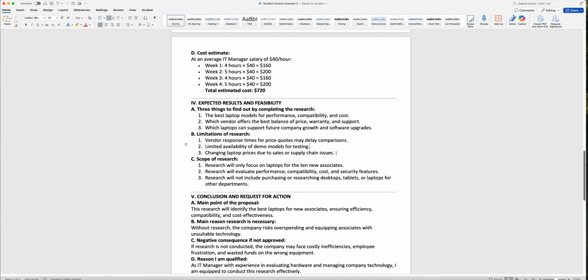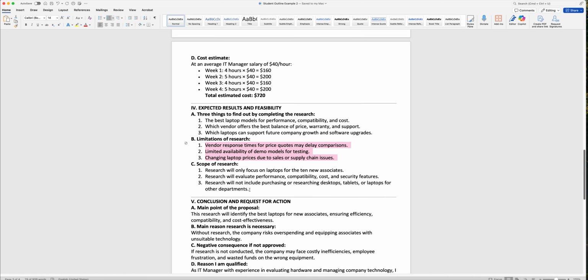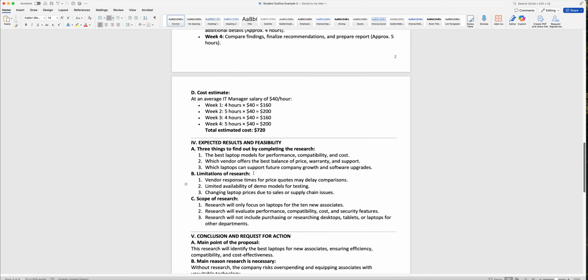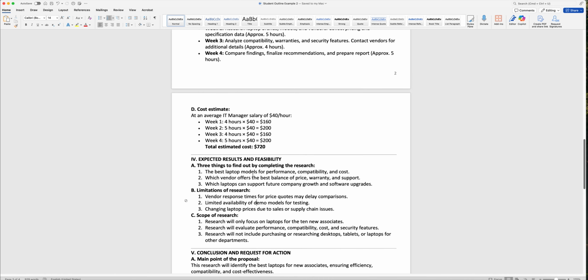Very, very realistic, especially nowadays with a lot of the changes going on with supply chain issues and sales. So you see how these are just very simple, not overly complicated, very realistic. All right, so those are the things that I wanted to share with you about these outlines, and you can use this information, and I hope that you will, to write your proposal and make sure that the information is there.